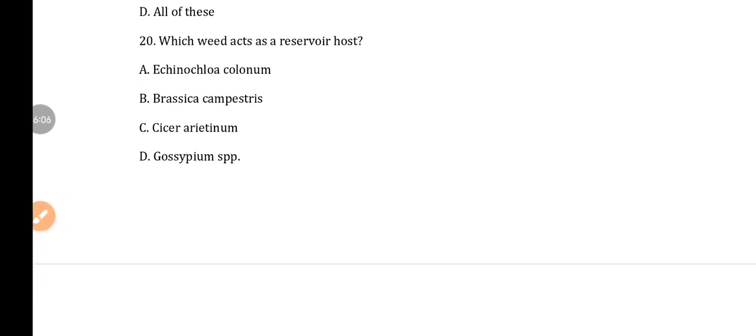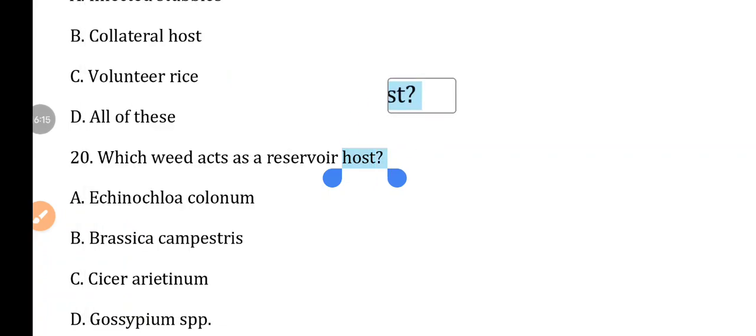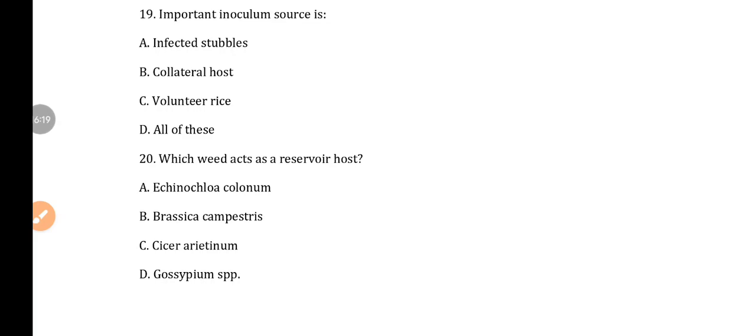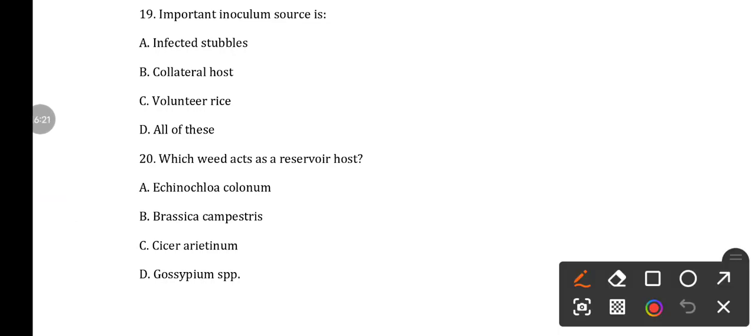Next, question number 20. Which weed act as reservoir of host? Reservoir of the virus actually. So here the options are option A Echinochloa colonum, option B Brassica campestris, option C Cicer arietinum, option D Gossypium.